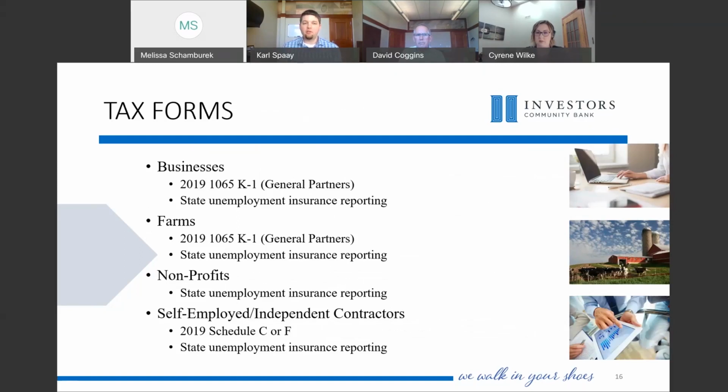In addition to that payroll file, you'll also have to include some tax forms. If you're a Schedule C or a Schedule F, it'd be the 2019 tax form, and the forgiveness amount is actually going to be applied to the 2019 income, not the 2020 income. If you file as a partnership, you'll again need that 2019, because that's what the forgiveness portion is going to be based on. In addition to those tax forms, it would also be the state unemployment insurance reporting. Next slide, please.